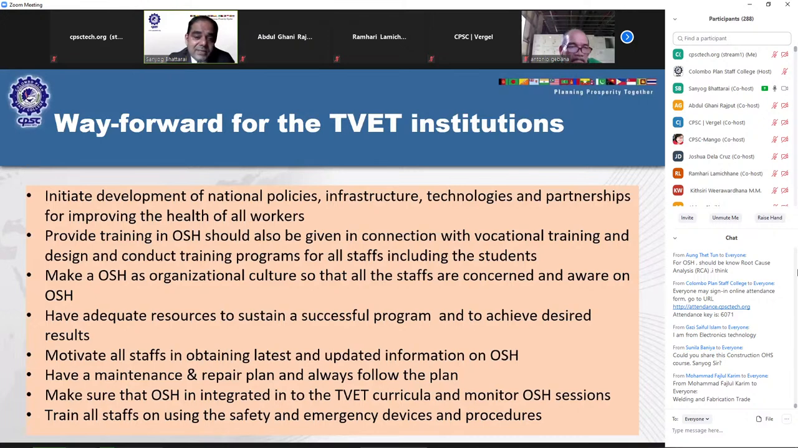Make OSH an organizational culture so that all staff are concerned. Whenever we see some kind of hazard, risk or mistake, we have to inform our department or the concerned person. So we have to make it a culture for the students also. We have to make them aware and bring them into the organizational culture.